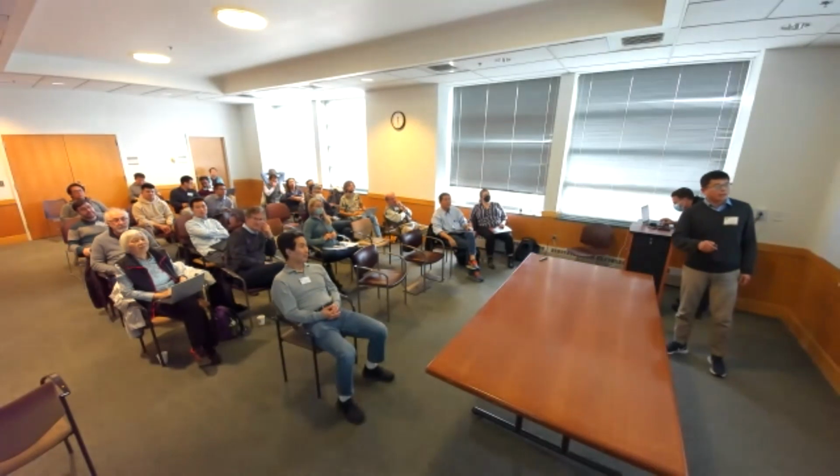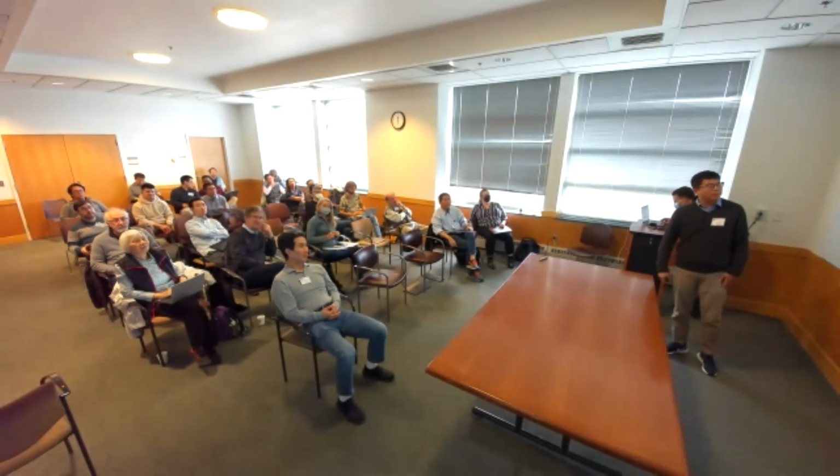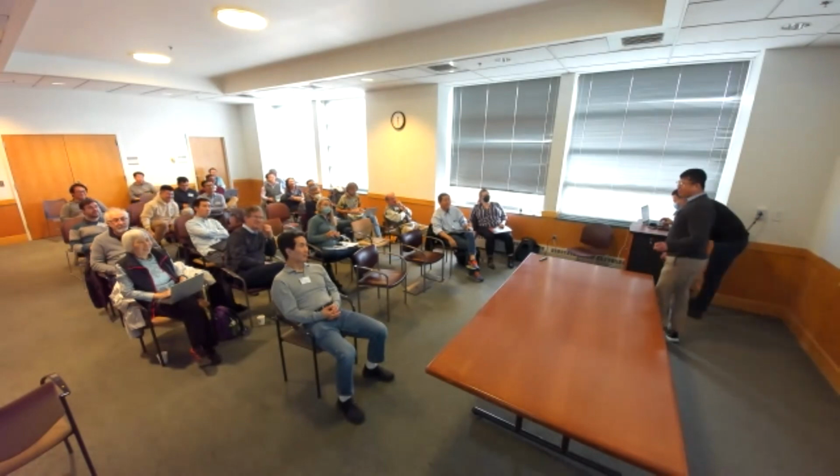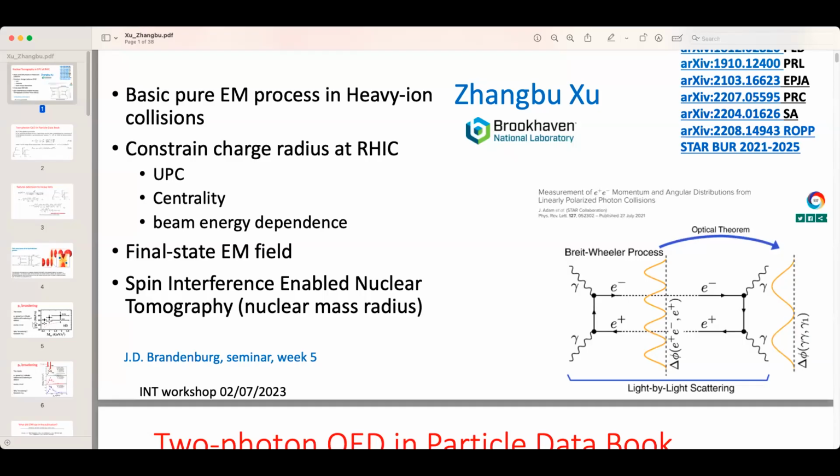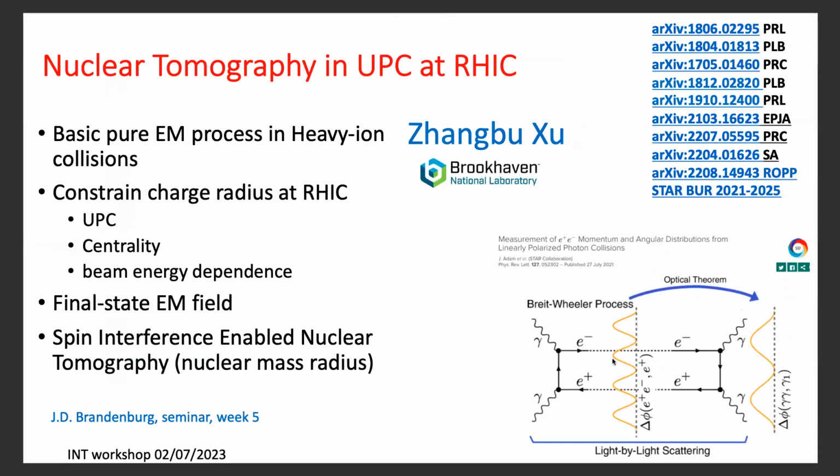So these are the references. And as I mentioned, in the final state there are only 2 tracks. It's either electron-positron or pi plus pi minus. There's nothing else.